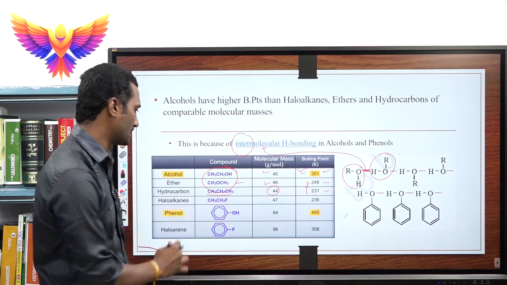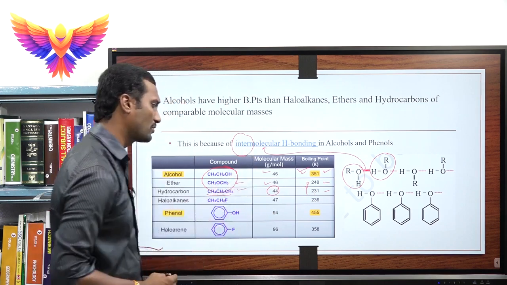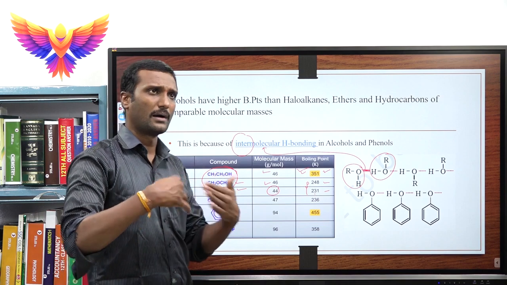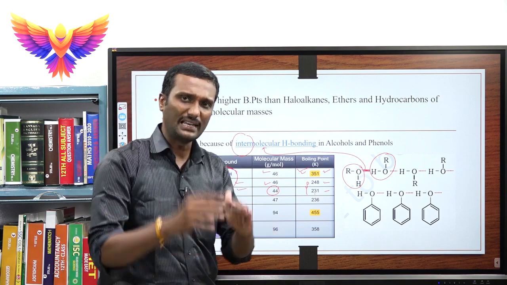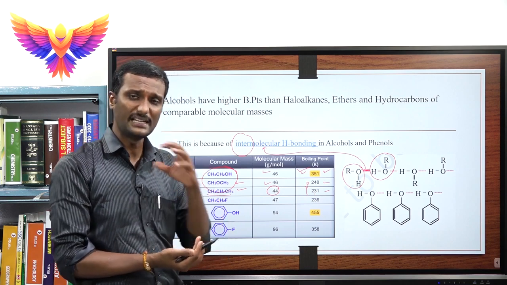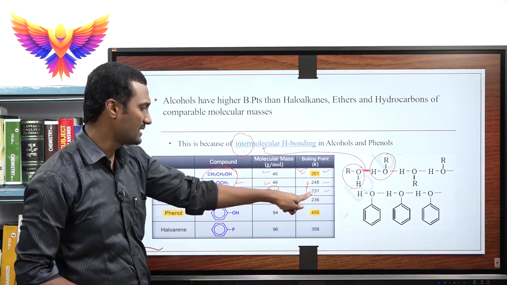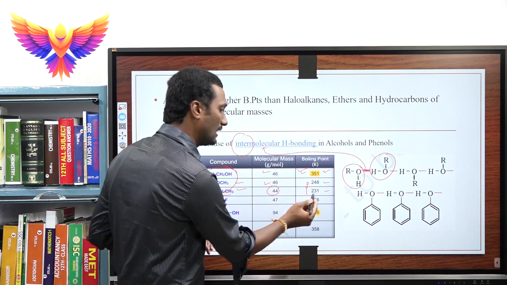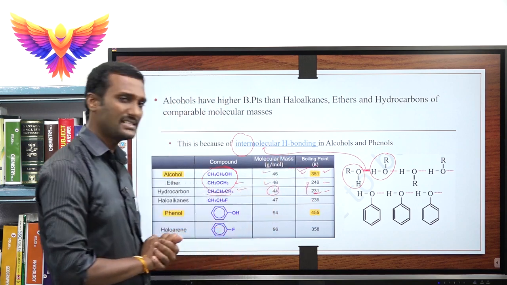In hydrocarbon, there is no chance, so there is no formation of hydrogen bonding. There is no comparison with ether and alcohol, it is very low. Hydrogen bonding being there means breaking it needs energy. But how much energy is required? 231 Kelvin. That much temperature is required.